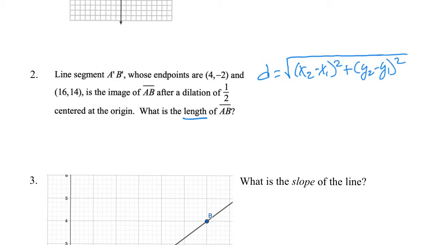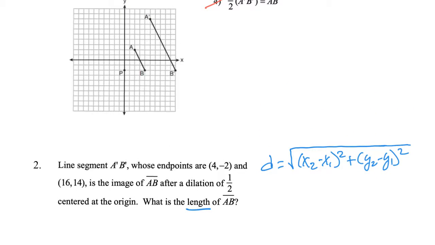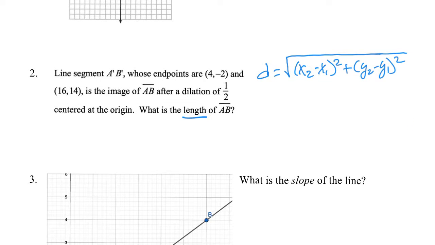So we go back to the question. The line segment A prime B prime has these endpoints. This is the image of AB after a dilation. So let's go back up here because this is a good visual. Basically they're giving us these endpoints up here in the image, and they want to know what's the original line that we dilated to get A prime B prime. All right, so that's what they're asking for. So instead of multiplying by a half, we have to divide by a half to get our endpoints.